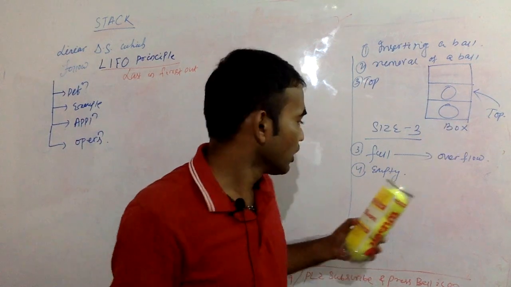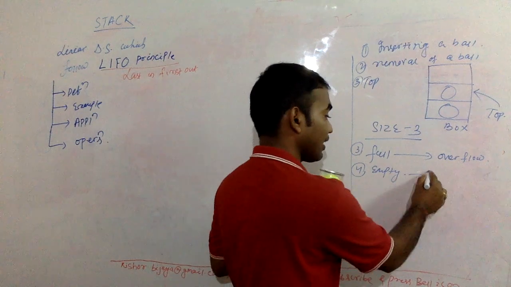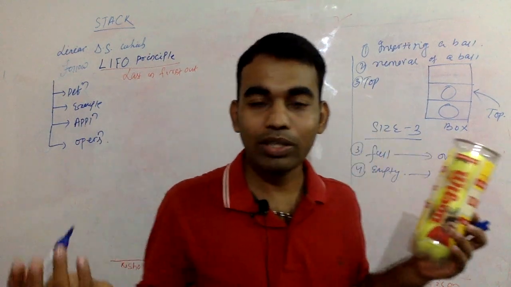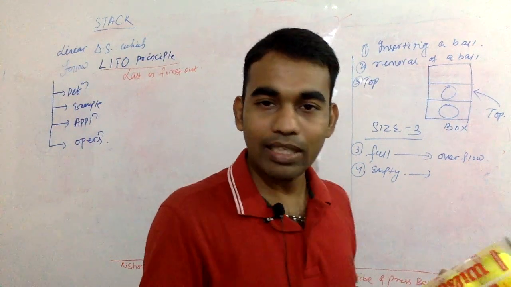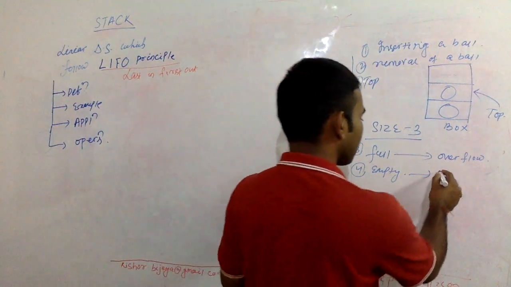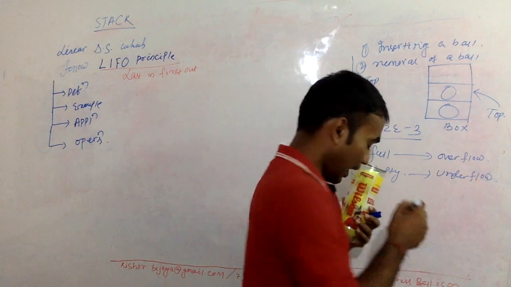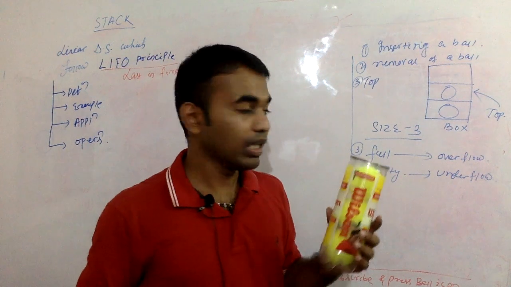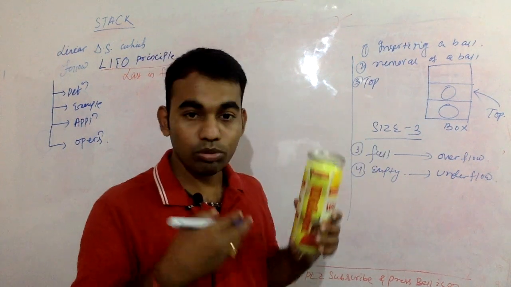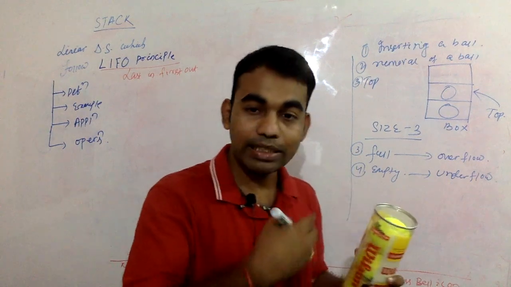I cannot put it. So suppose if it is empty, that means no ball is there, but still I am asking, okay, give me a ball. Where will I give it from? It is empty, right? Suppose I remove all the balls and it is empty. I cannot give, right? So that is known as underflow. So I hope you guys understand, right? With respect to this box example, if you have any doubts, just try to rewind and understand each and every concept.